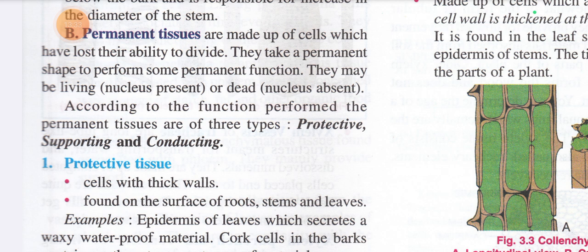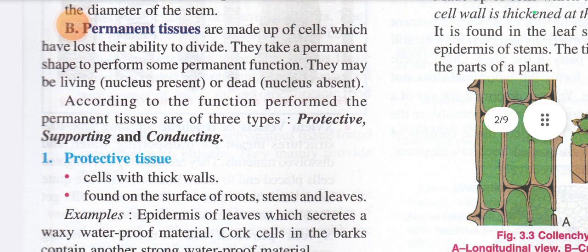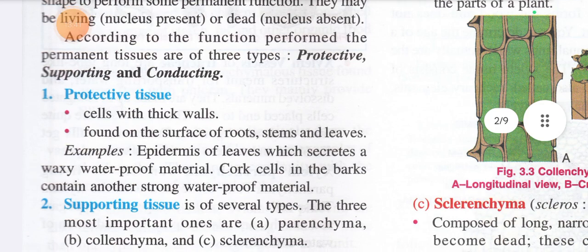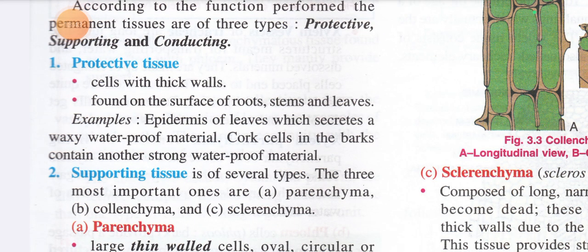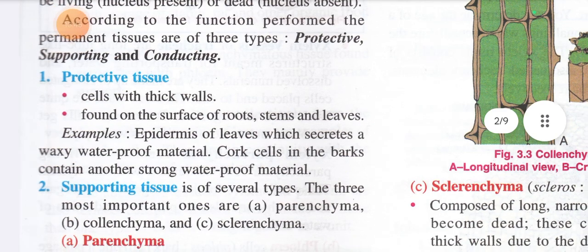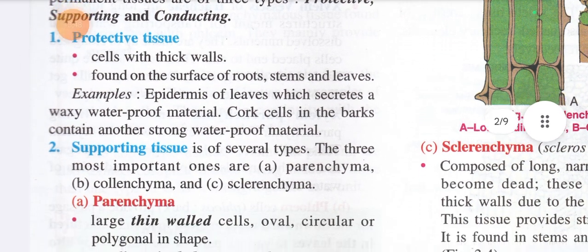Then we have supporting tissue, which includes collenchyma, parenchyma, sclerenchyma. Conducting tissue, in conductive tissue we have xylem, phloem. Alright, so let's learn about protective tissue in detail.